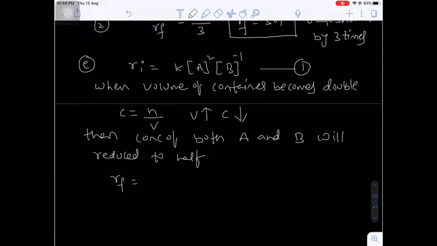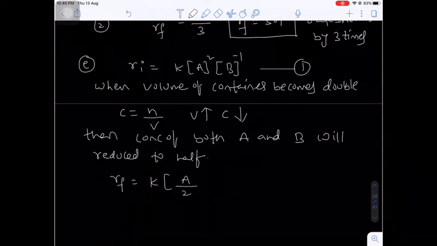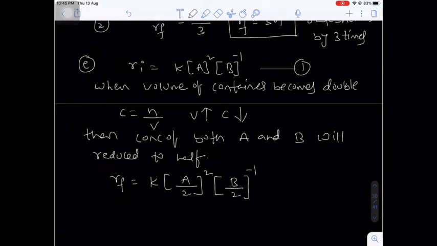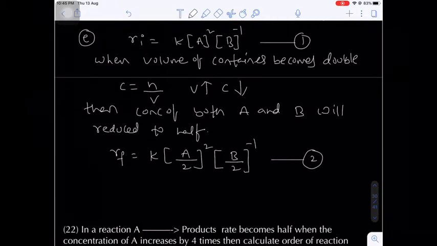So when the volume doubles, the concentration changes, that is, becomes half. The rate will also change. Rf is equal to K into concentration of A, now A by 2 to the power 2, concentration of B becomes B by 2 to the power -1. Let's suppose this is equation number 2. Are you getting my point?